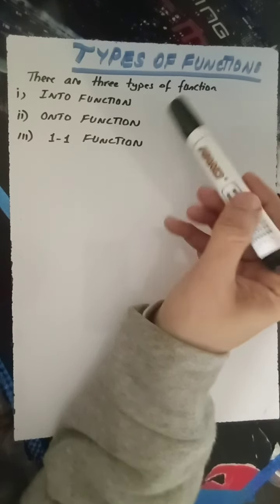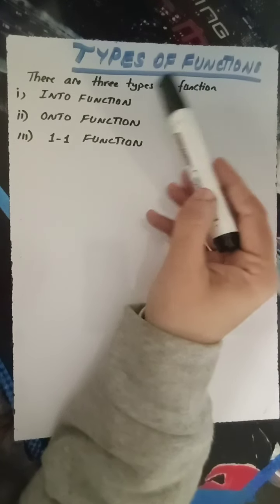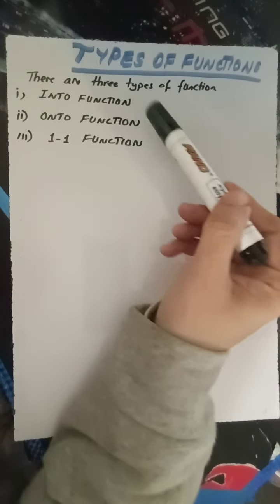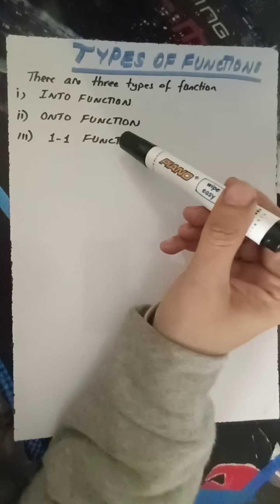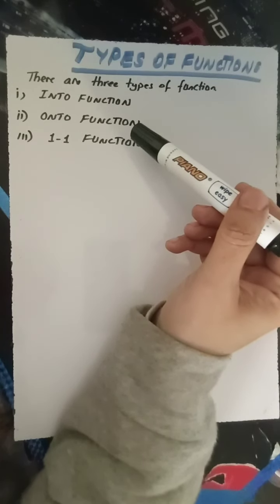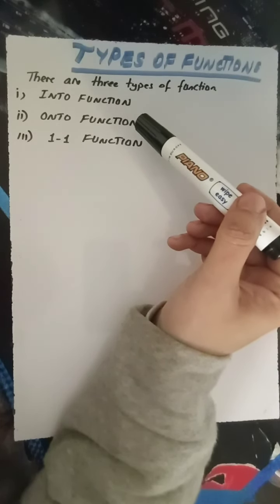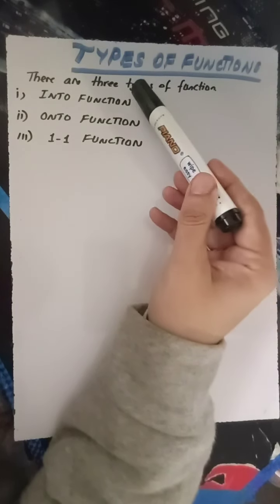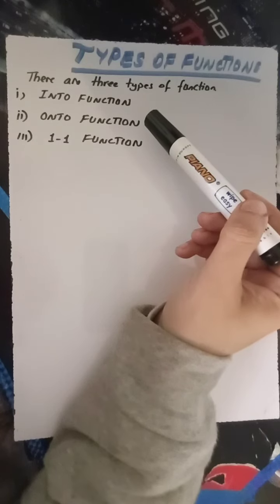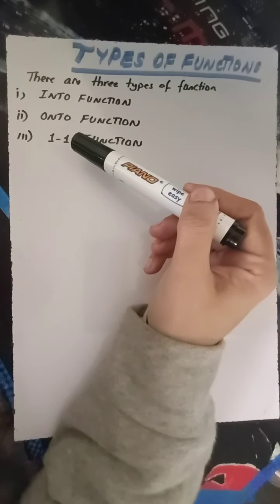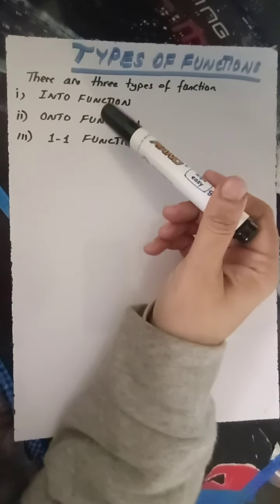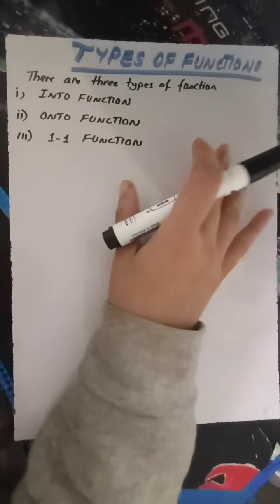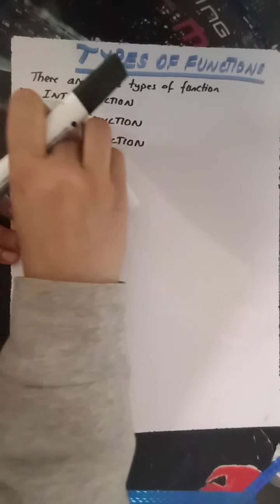The first 2 conditions of the function that we have already done will be satisfied by all of them, because these are obviously functions, and definitely to become a type of function you need the binary relation to be a function first. So the first 2 conditions will be included in all these definitions. Only there will be a third condition which will make the difference between these 3. Let me define them one by one. The first definition is of into function.